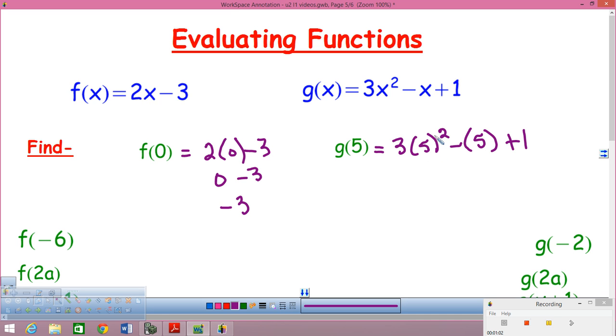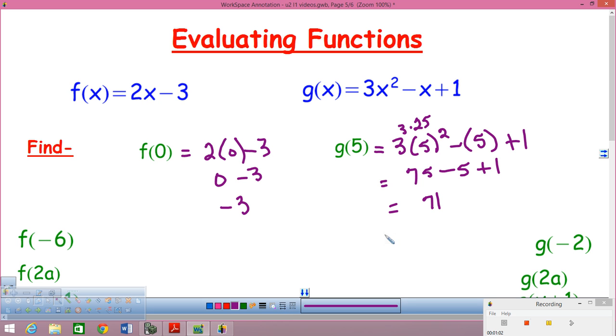Well, order of operations does exponents first, so 5 squared is 25. 25 times 3, that is 75. Minus 5 plus 1. 75 minus 5 is 70 plus 1. This one is equal to 71.